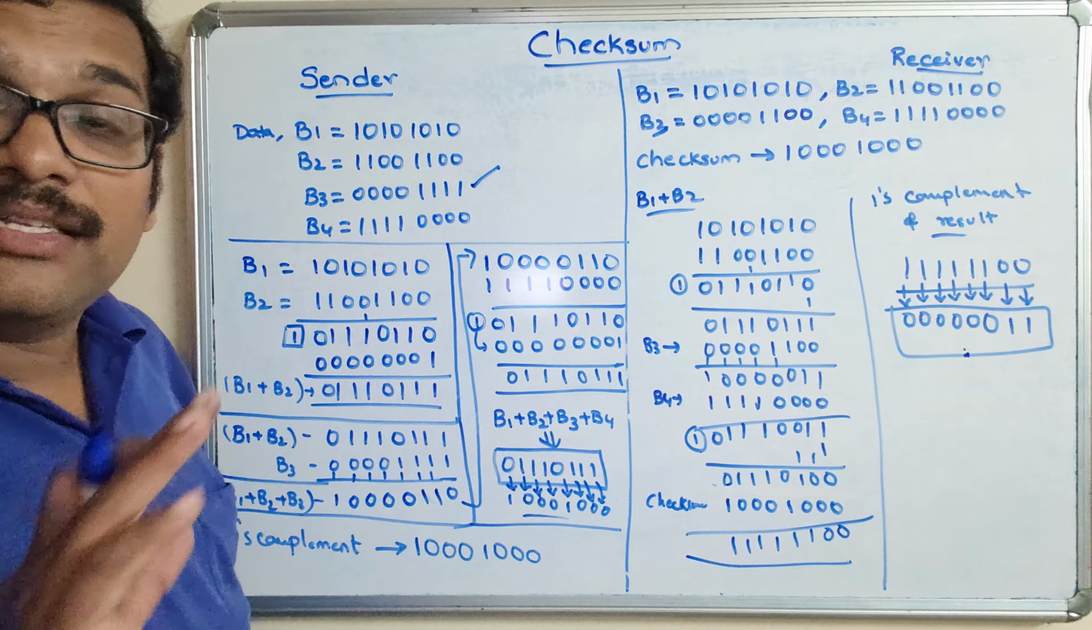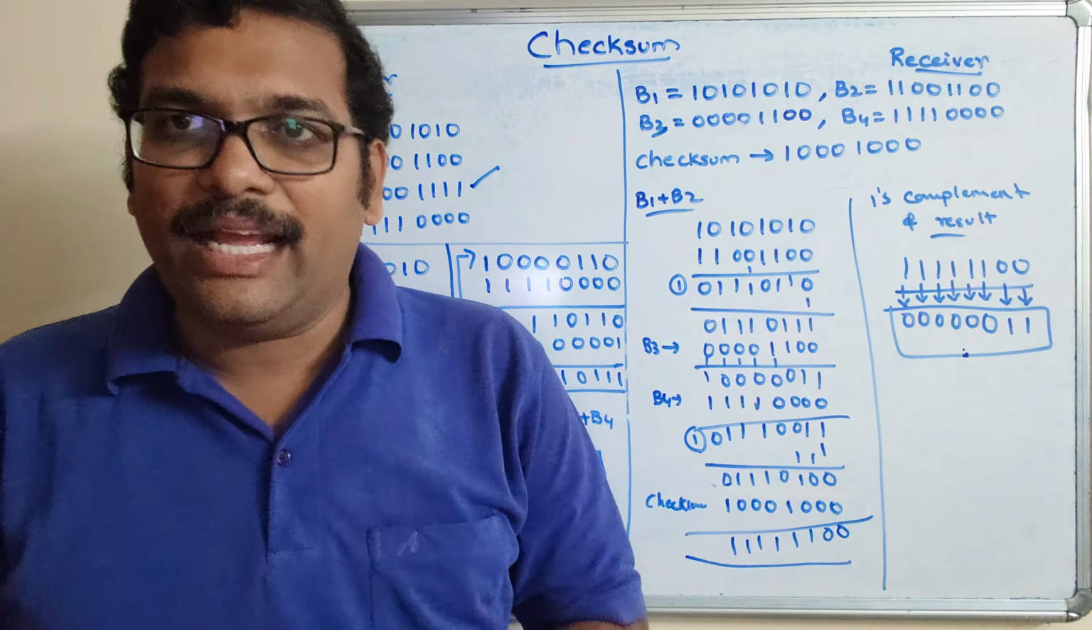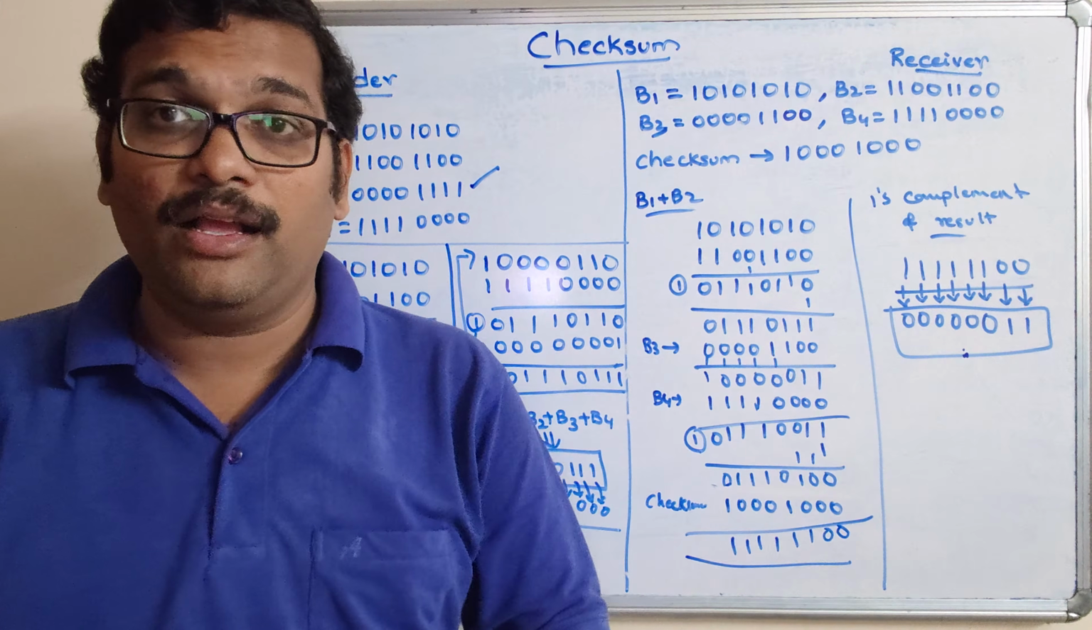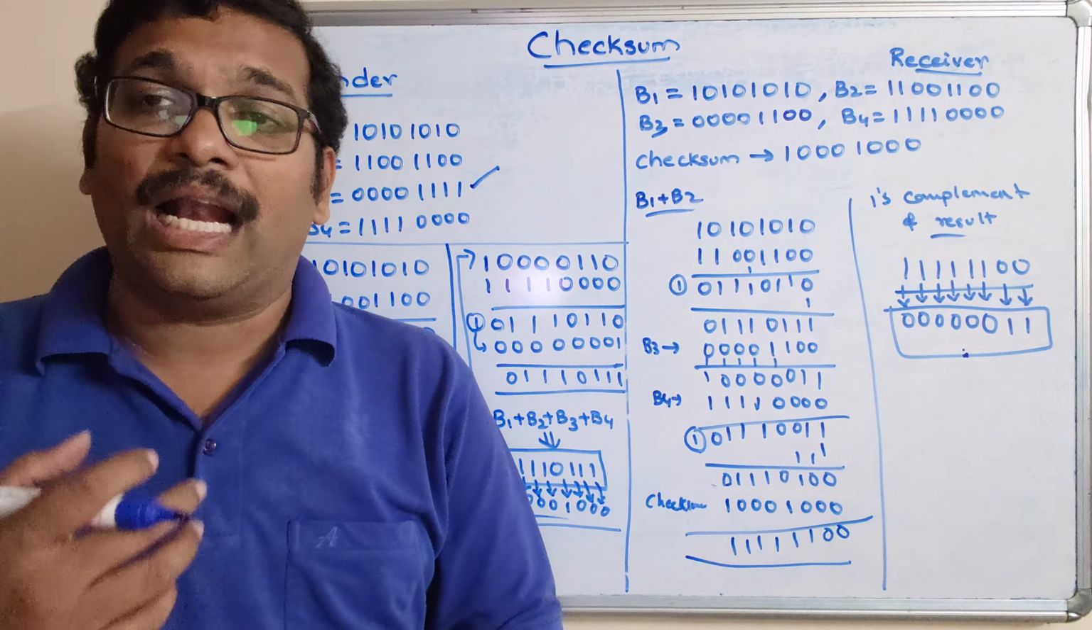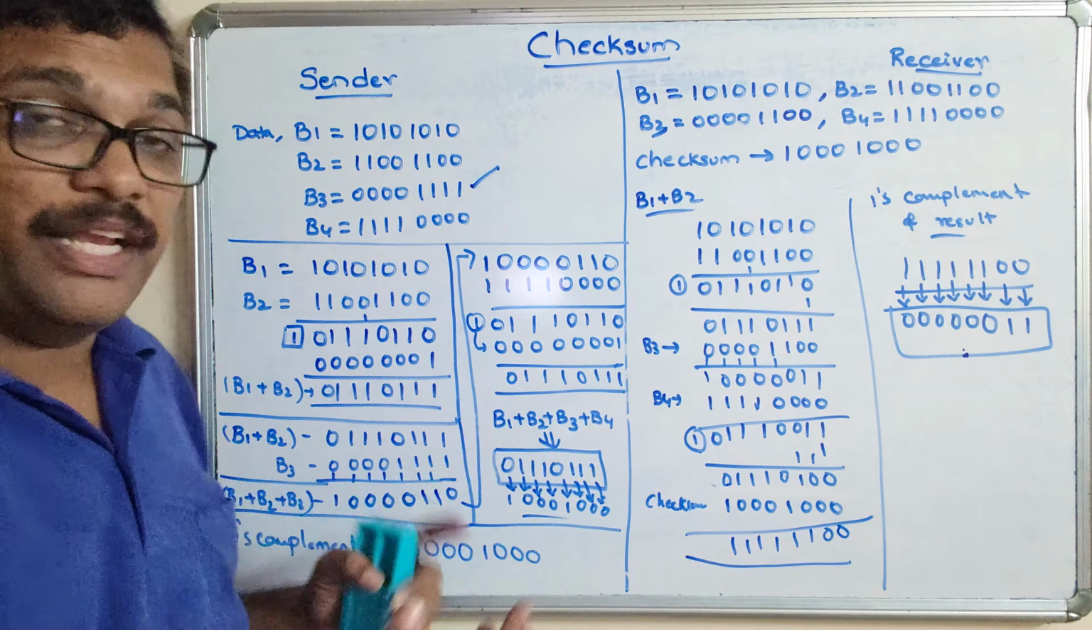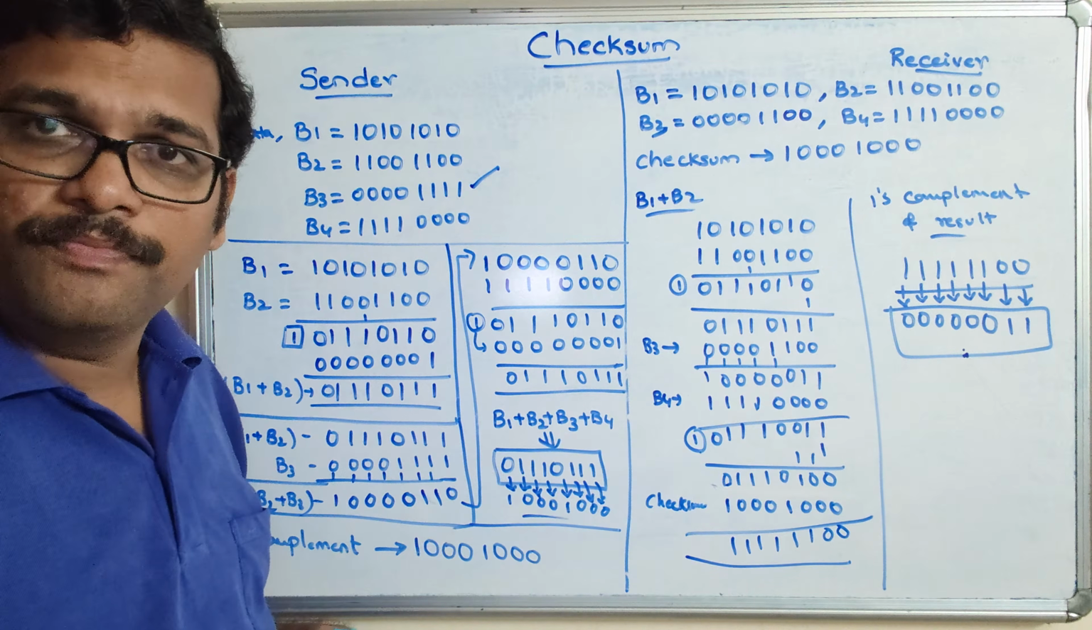Okay, so this is how we can detect the error. The error detection can be done. That means whether any bits have been corrupted during the data transmission or not. So here it is a simple example. So hope you understood, right?